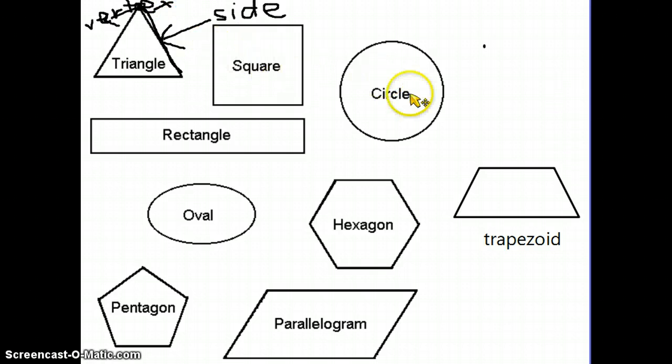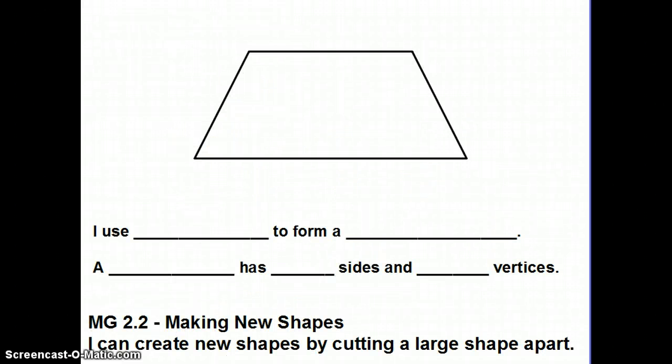So now this shape is a square, a circle, a rectangle, an oval, a hexagon, a trapezoid, a parallelogram, and a pentagon. So these are the shapes that we're going to use today in our lesson. So today I can create new shapes by cutting a large shape apart. As you remember, this is our trapezoid, and I can use a trapezoid to make new shapes by cutting it apart. So I can go ahead and use a pencil to cut it.